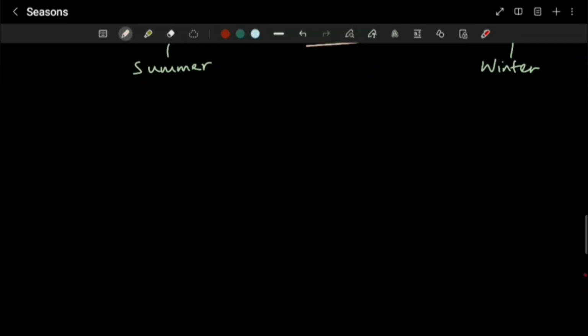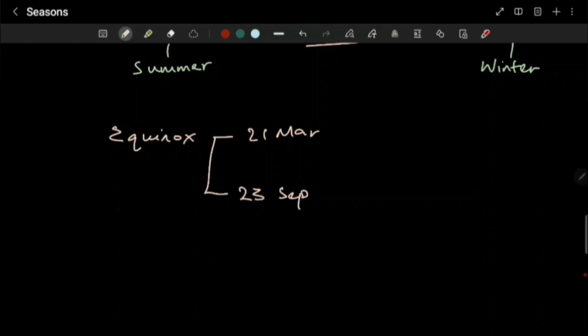Okay, see, equinox is the time of March 21 or September 23. It is the transition between seasons, like this is autumn, this is spring, again in the northern hemisphere, and this is autumn.